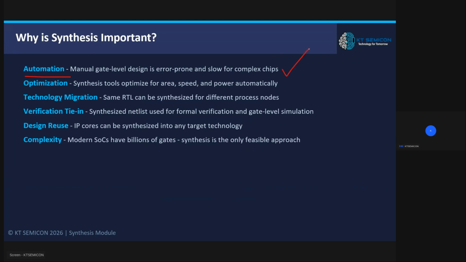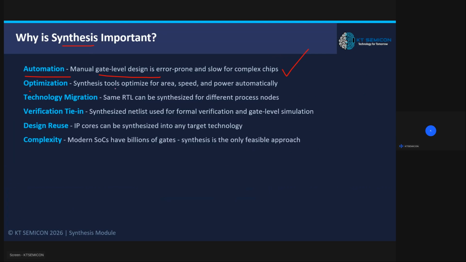We have one RTL code, right? When we use that particular RTL code, we may have some delays or other issues in the RTL file. To overcome all those issues, we use synthesis for automation purposes also. By using this synthesis, we can get the particular gate level netlist design. After that, optimization also occurs.